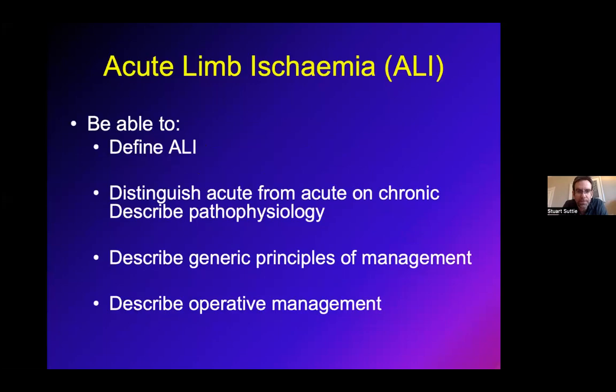But I'll try and focus it for the general surgeon, what you need to know. So hopefully by the end of this talk, you'll be able to define acute limb ischemia, also known as ALI. You'll be able to distinguish acute from acute on chronic limb ischemia, which is very key to its management, describe the pathophysiology, hopefully get a good grasp of the generic principles of the management, and be able to describe some of the operative management.